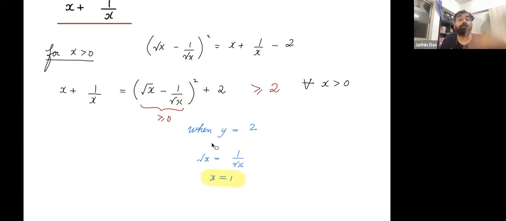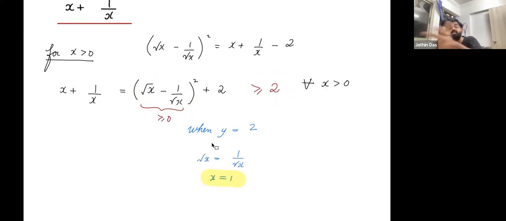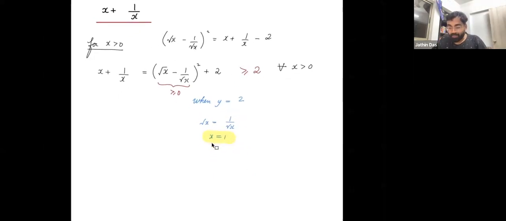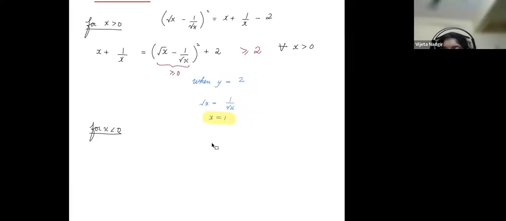Always. It's like a habit. Andar se aana chahiye. Ki when you do this, you always check when will it become. Kabhi kabhi hota hi nahi hai. Undefined aa jata hai. Then you will have to go and do another method. We'll do that today. Okay. Now, for x less than 0. Now, if x is negative, can you do this root and all? No. Root of x is undefined.